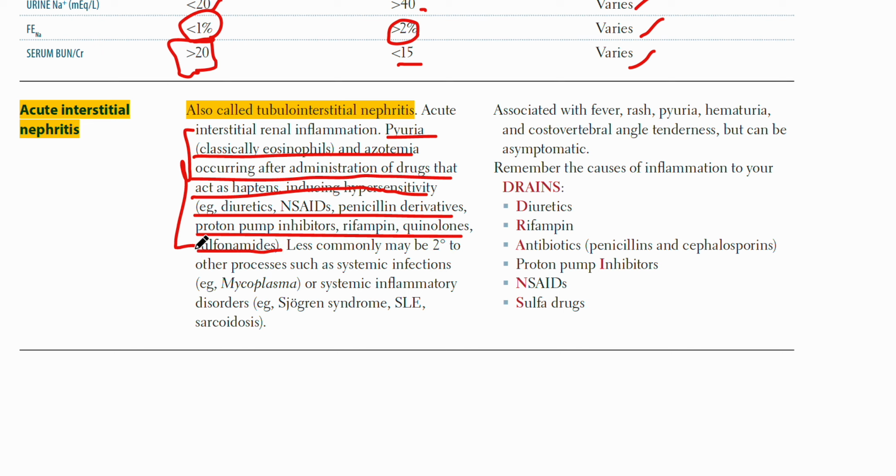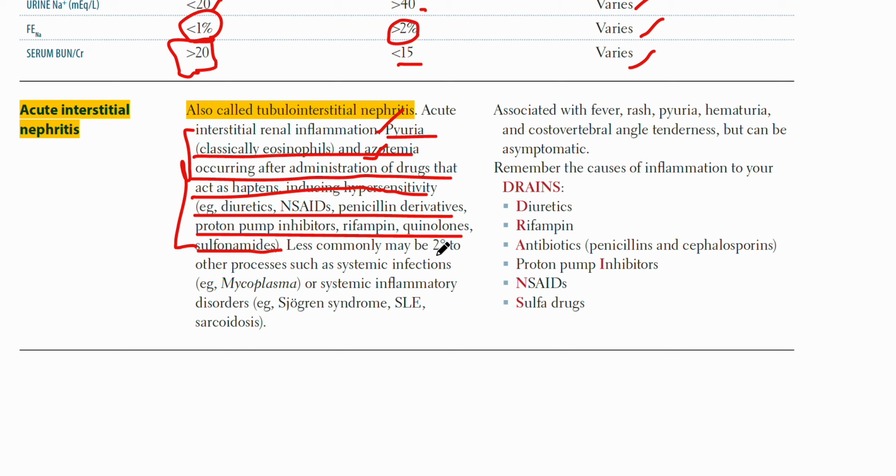So there is acute interstitial renal inflammation caused by administration of nephrotoxic drugs that act as haptens, inducing hypersensitivity reactions, right? The drug examples are rifampin, quinolones, sulfonamides, as we have talked. And the classic symptoms are pyuria and also azotemia. In pyuria, there are pustules. The pustules are classically eosinophils in this case.